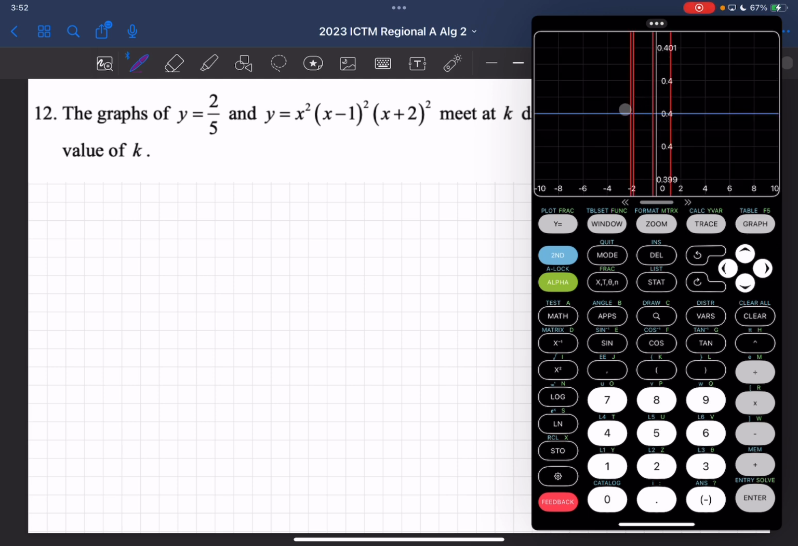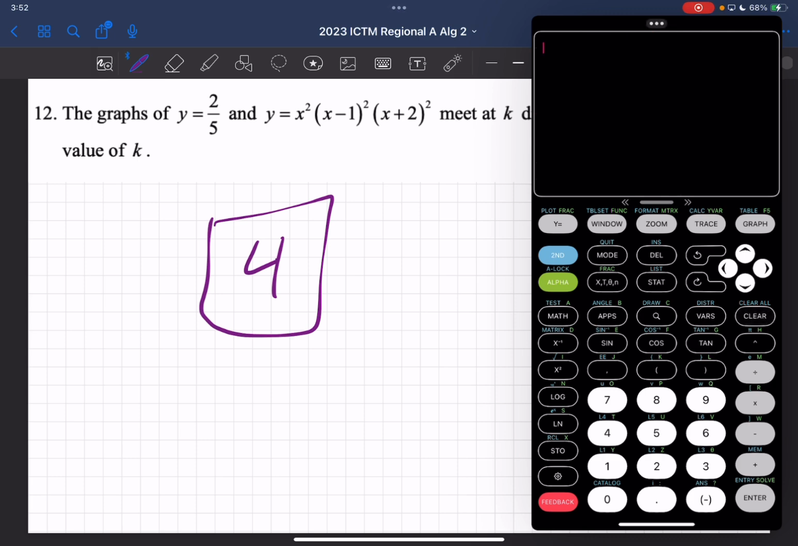Yep. All I see are 1, 2, 3, 4 distinct points. Because that other point, it comes up short, but comes down. And if you have it at a zoom standard or a zoom decimal, when it's pixelated, it'll look like it touches, but it actually doesn't.